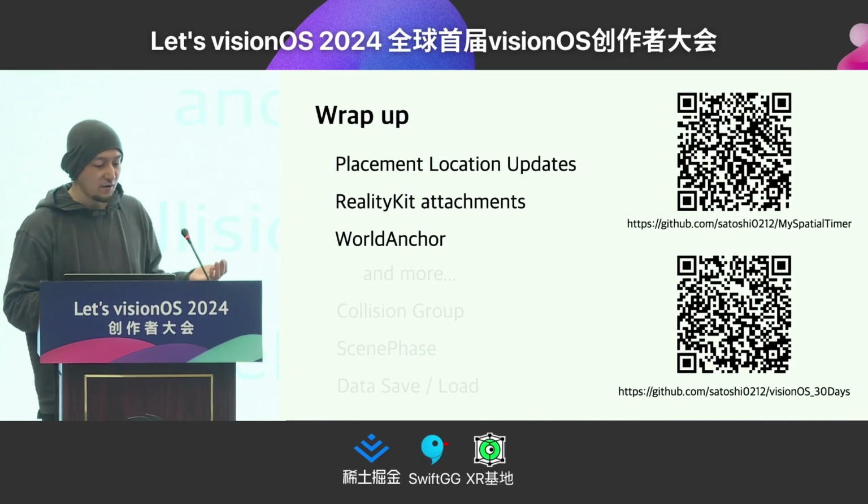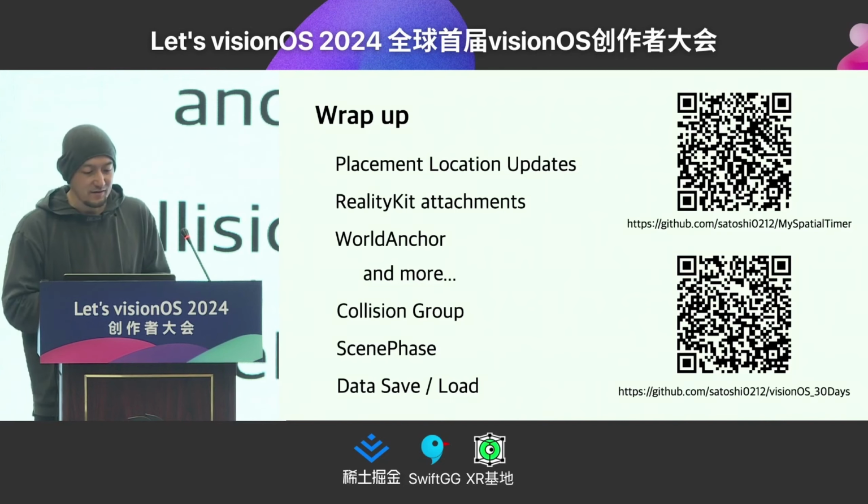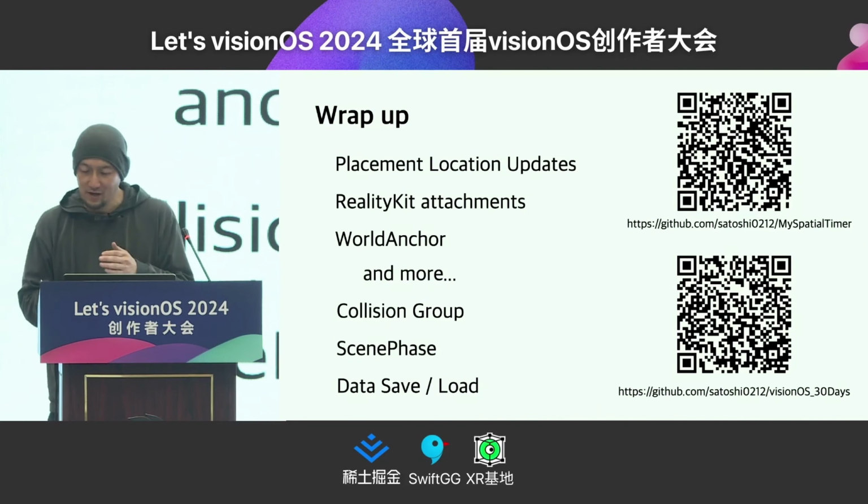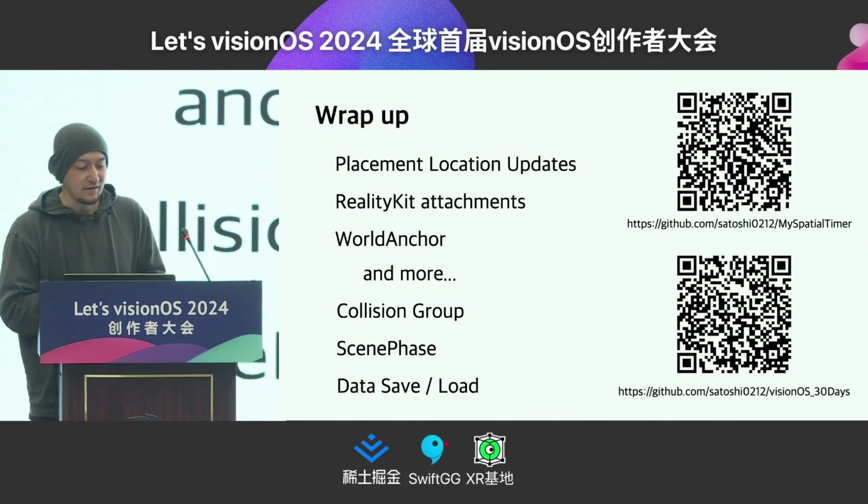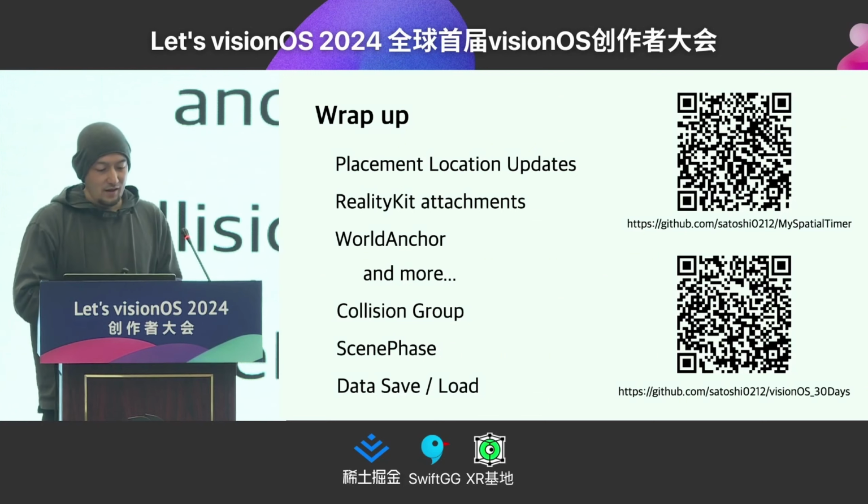There are more things I can talk about. For example, collision groups, that is, how to control tap filtering. Scene phase: an app has three states, active, inactive, and background, and we should handle these state changes. And data saving and loading. These are topics I wanted to cover as well. I want to talk about this when I have another opportunity. I hope I was able to give you some good insights and hints about how to allocate objects within the space.